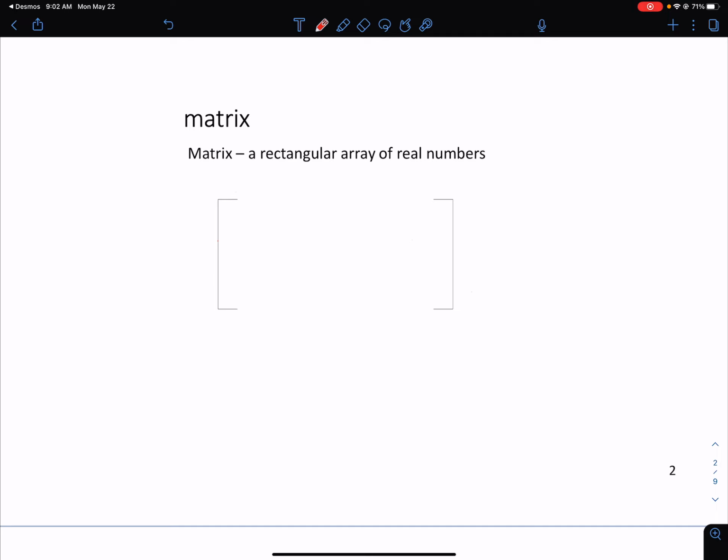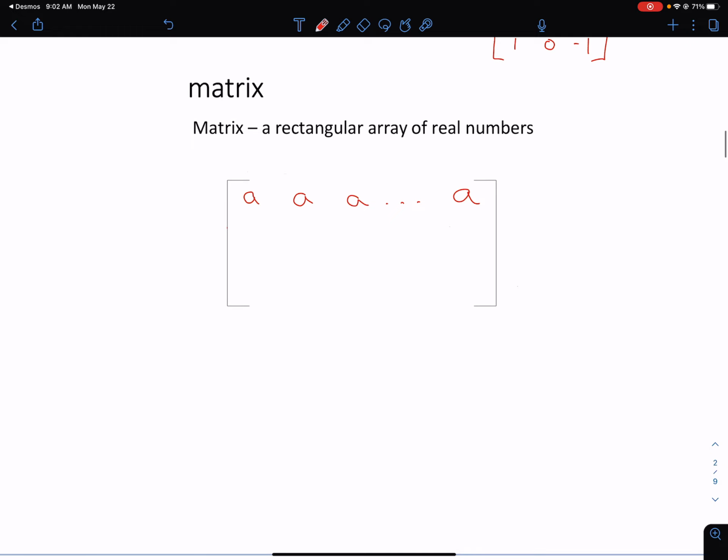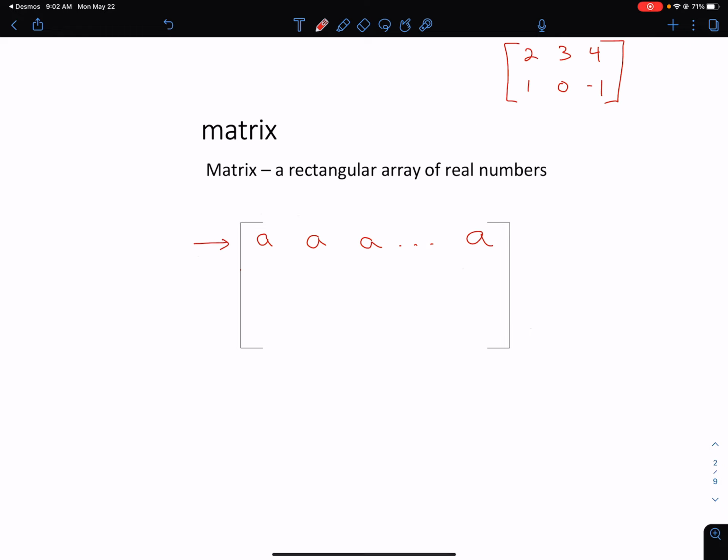All right. So a matrix is a rectangular array of real numbers. I'm going to put A in for now, but these can be real numbers. It could be something like 2, 3, 4, and maybe it's got another row down here, 1, 0, -1. There's an example with real numbers. I'm just putting A's in here so we can name these things. What this would be right here is called a row. The matrix has a row, and this would be row number 1. I could put in row number 2.